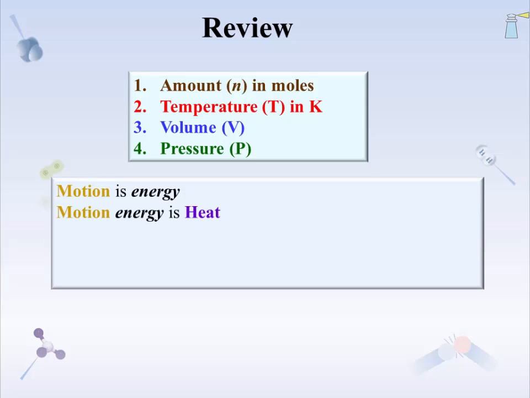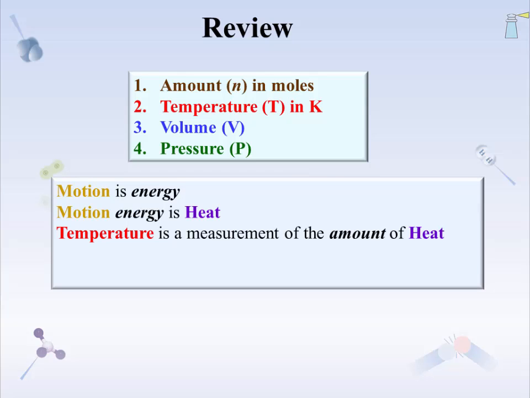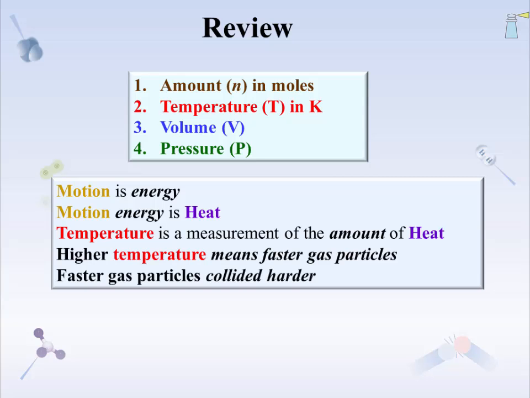Motion energy is heat. While heat is a form of energy, temperature is a measurement of the amount of that heat energy. Higher temperatures reflect greater amounts of heat, which means more motion and generally faster gas particles. And like any moving object, the faster a gas particle moves, the harder it strikes or collides. Fast-moving and harder colliding particles create higher pressure.